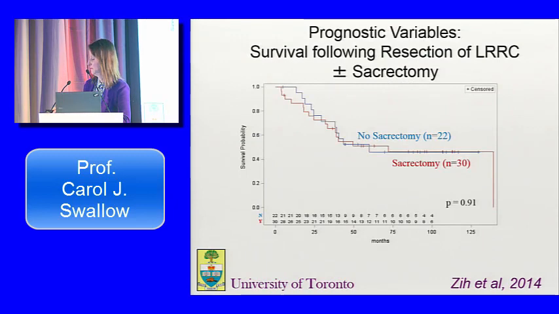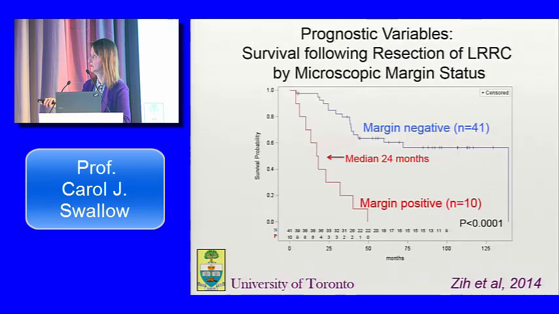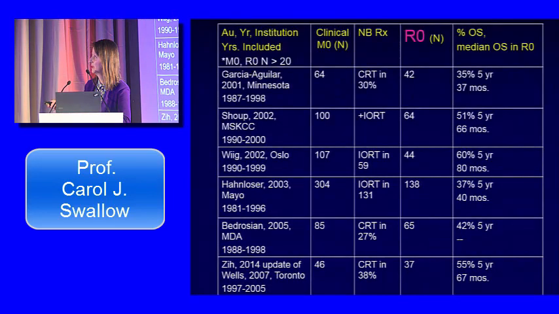Other predictors? Well, we looked at sacrectomy to see whether that was a predictor of poor survival, the need for sacrectomy, but at least in our series, they did equally well to patients who did not undergo sacrectomy. And as I mentioned, margin negative resection was a very important prognostic indicator. But I'd like you to think about those who had an R1 resection. They actually had a median survival of 24 months, and I'll come back to that in a minute.